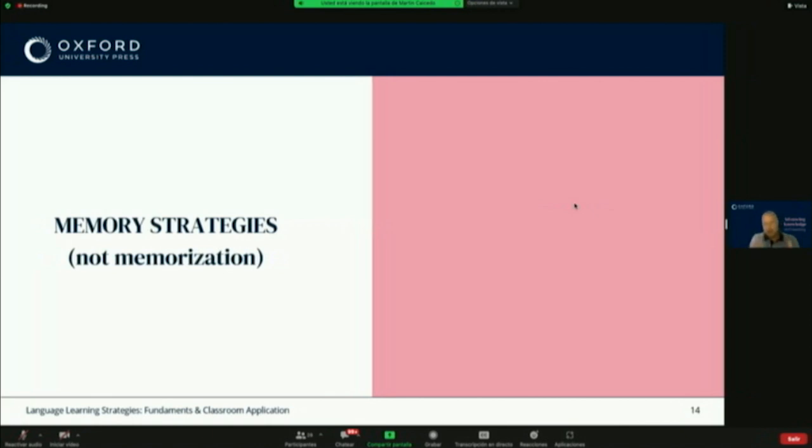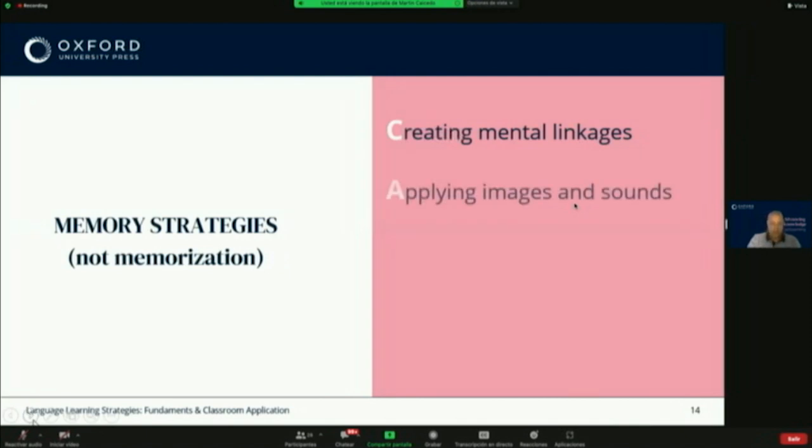Now, what are those memory strategies? There are many, and these are not the only ones. These are based on a certain body of research, but we have many other experts and schools of thought. But these are the ones that have become the cradle for all this. So the first strategy is creating mental linkages. The second one is applying images and sounds, reviewing well, and employing actions.